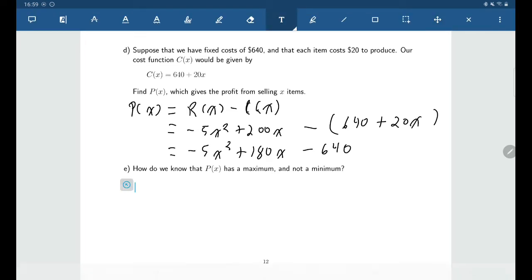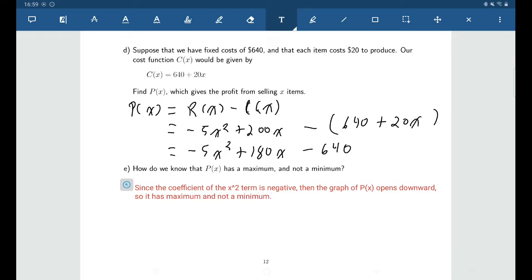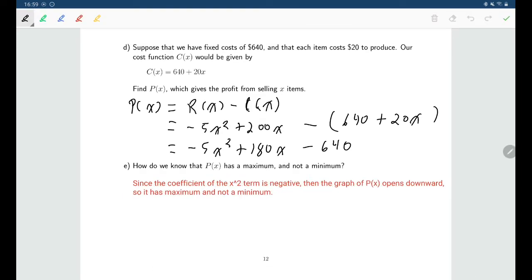So we'll say here that since the coefficient of the x squared term is negative, then the graph of p of x opens downward, so it has a maximum and not a minimum. If the coefficient for the x squared term had been positive, then this would mean that we would be opening upwards. We would have a minimum, not a maximum. But p of x does have a leading coefficient that's negative, so we are opening downward, which means we do have a maximum.